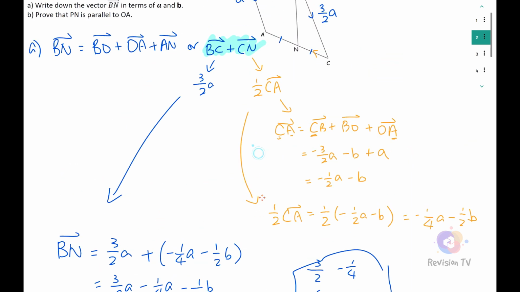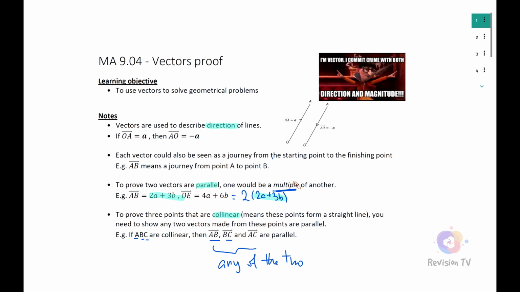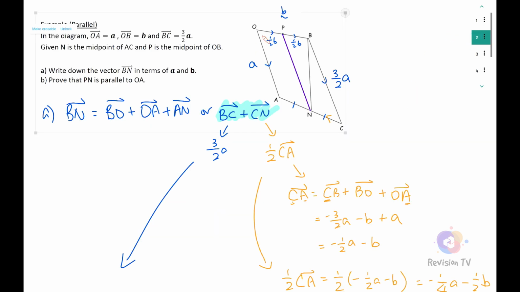Next one. Prove that PN is parallel to OA. So we need to find the vector PN. So what I'll do first of all is, of course, use a ruler and draw a line from P to N. Right? So I need to show PN is parallel to OA. So remember, if I want to show one thing is parallel to the other, what should it be? It should be a multiple of the other. OA is A. So therefore, PN should be a multiple of A. So let me write it down for you.